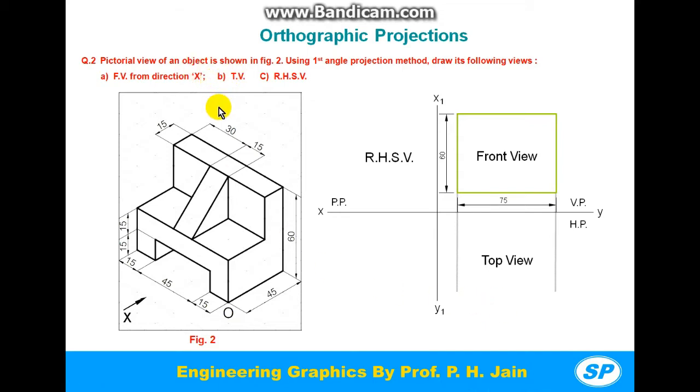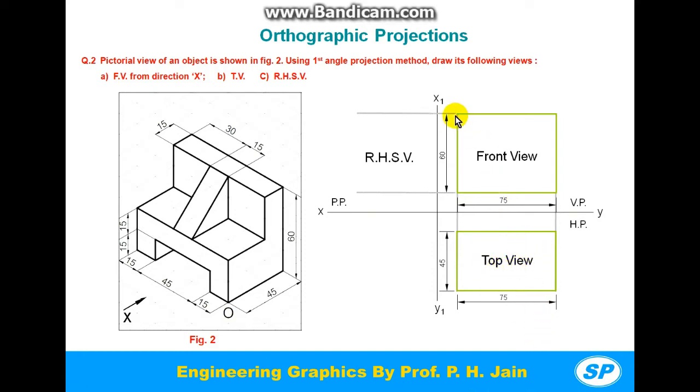Now look at the object from top direction. The overall dimension from top direction is total length 75 and width 45. So in the top view, draw the rectangle of that size, 75 mm length and 45 mm width. You can choose convenient distance from XY line to draw this rectangle.